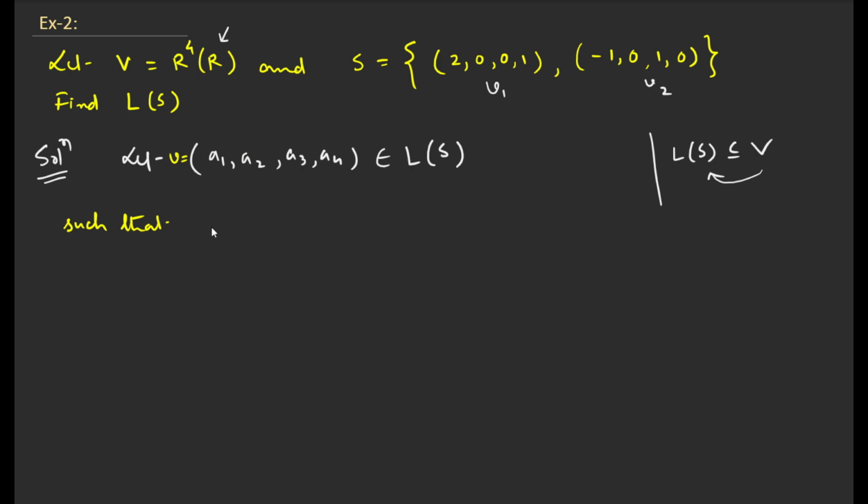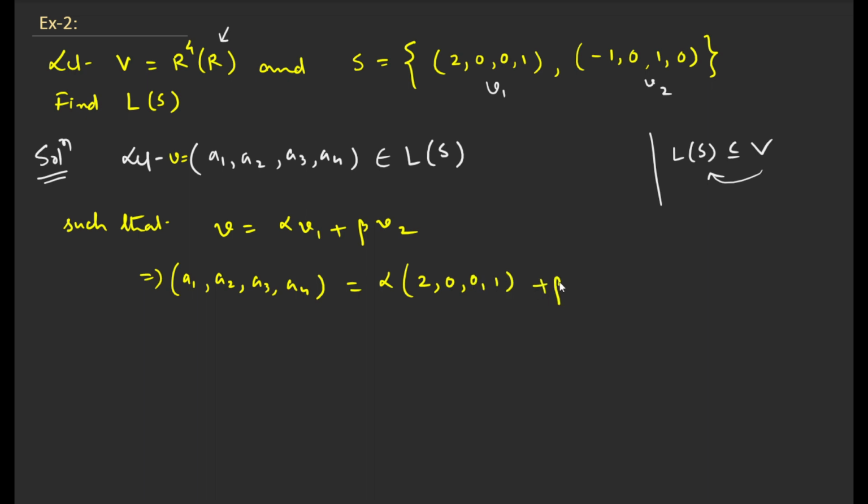So suppose V equals alpha V1 plus beta V2. We have to find the values of alpha and beta. If alpha and beta both belong to R, that means we can express small v in terms of V1 and V2. So our V is A1, A2, A3 and A4. Alpha into V1 is 2, 0, 0, 1. Beta into V2 is -1, 0, 1 and then 0.